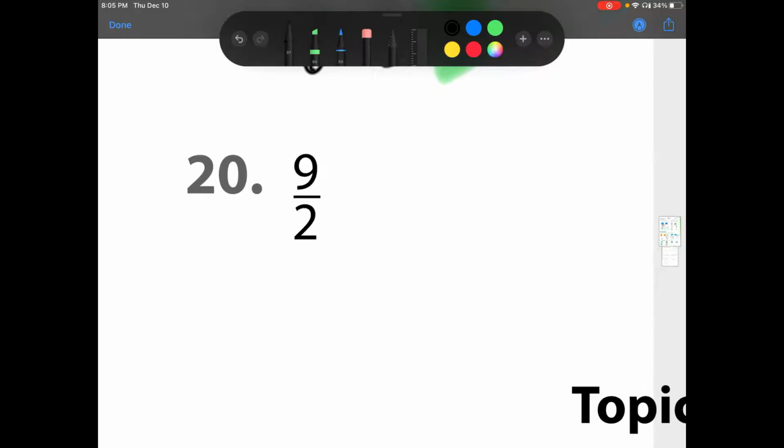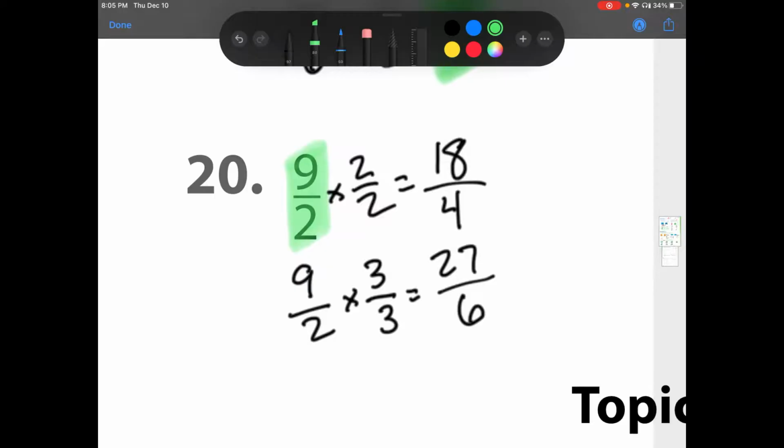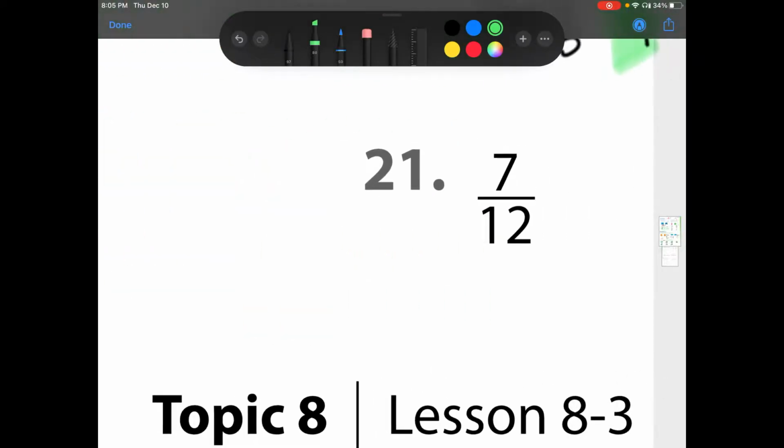Now we have our 9 halves. So again, I'm going to do 2 halves. 9 times 2 is 18. 2 times 2 is 4. And now we're going to do 9 halves times 3/3. So 9 times 3 is 27. And 2 times 3 is 6. So those are my equivalent fractions.